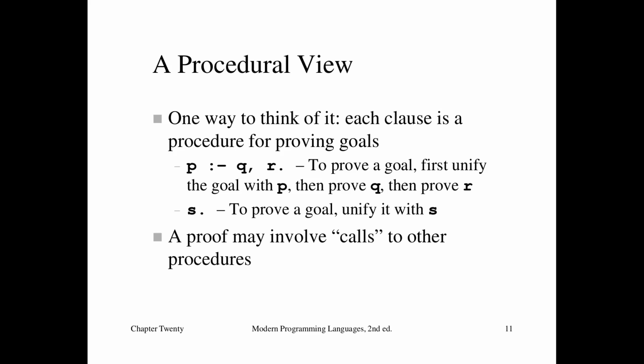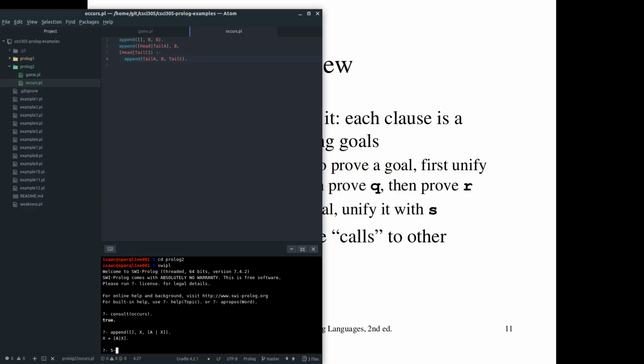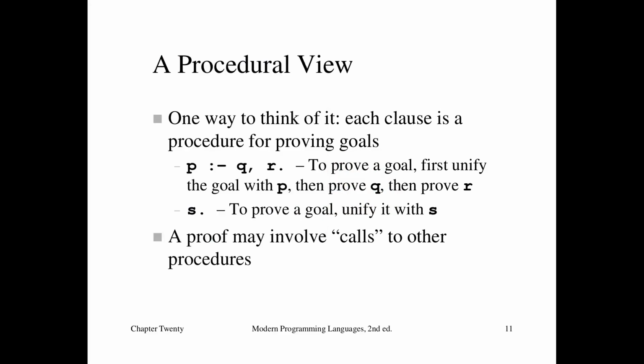So when you're at the terminal and it has the question mark colon dash prompt, that's where you provide the goals. We then have to unify our goal with P, so we have to find something that matches that, and then we want to prove Q and then prove R. And then we have S, which by itself is to prove a goal, unify it with S. So a proof may involve calls to other procedures, calls in quotes here.